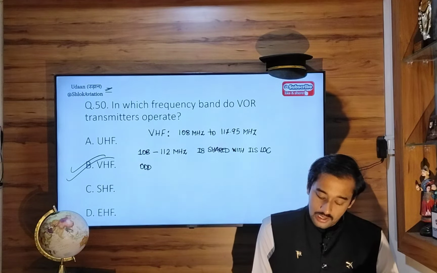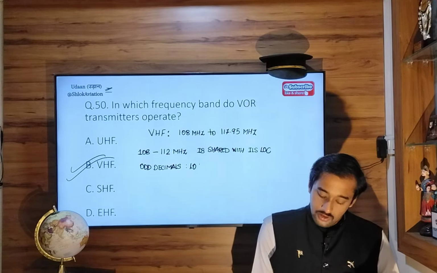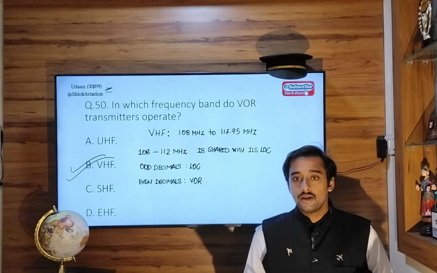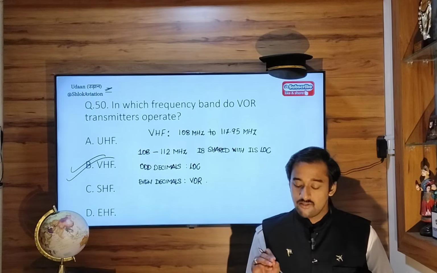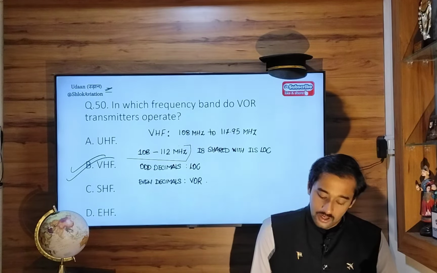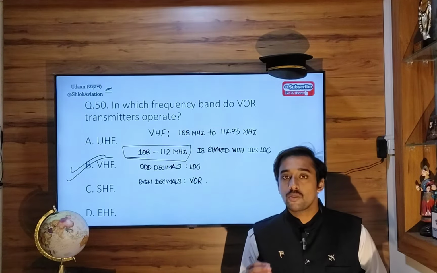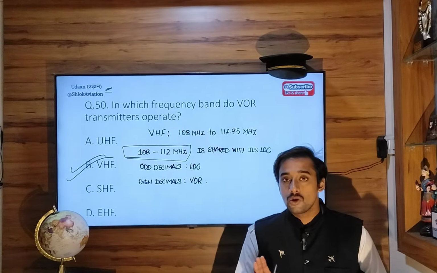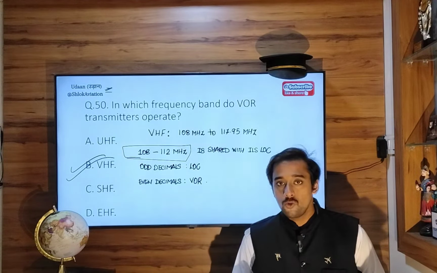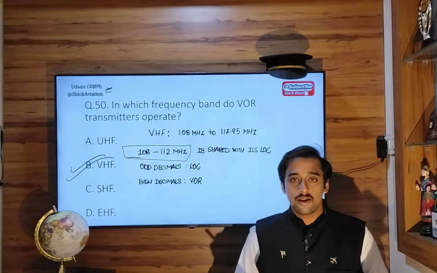The frequencies with odd decimals are given to the localizer, frequencies with even decimals are given to VOR. Okay, remember this. VHF band, odd decimals, localizer, even decimals, VOR. Only and only between the range of 108 to 112. Beyond 112 megahertz, up to 117.95, all frequencies are exclusively available to VOR. Odd decimals as well as even decimals.